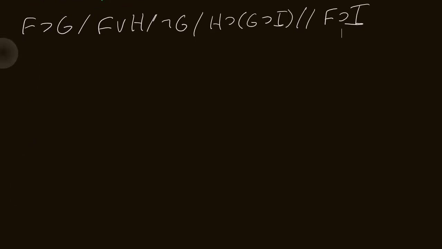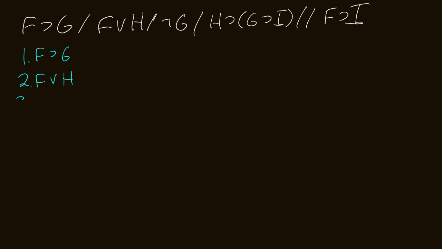So let's start by writing out our proof. Let's number these premises. So we have for 1, F, then G. 2 is F or H. 3 is not G. 4 is H, then G, then I. And then our conclusion, which we're trying to show, is F, then I. Okay, now let's see how we can get here.